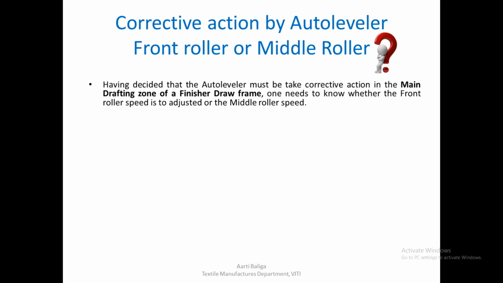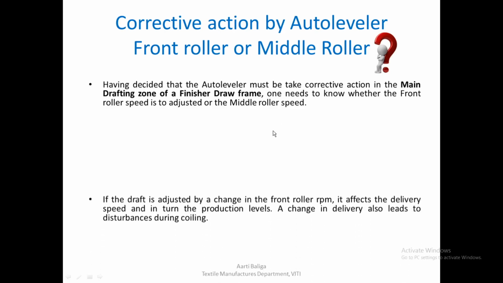Now, again, the question arises: which roller should I choose for changing the speed so that I can adjust the draft? So, having decided that the auto leveler must take corrective action in the main draft zone of the finisher draw frame, now we need to decide whether the front roller speed is to be adjusted or the middle roller speed is to be adjusted.